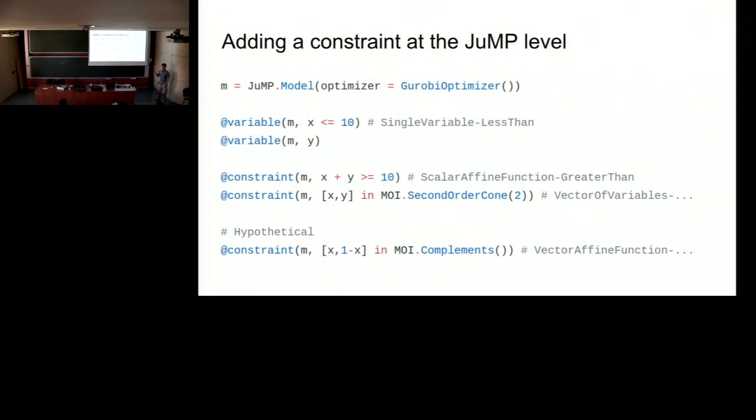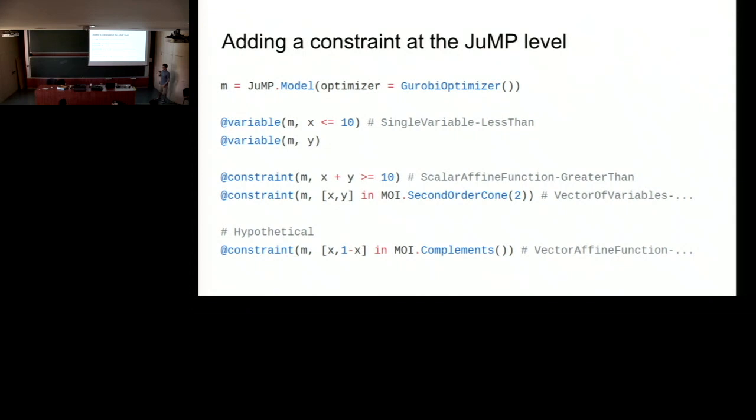Another hypothetical constraint would be a vector affine function, x and 1 minus x belongs in the complement set, and that's one way used to represent an integrality constraint on x if you're in the complementarity world. We haven't defined the complement set, but if you did, it could look like that.